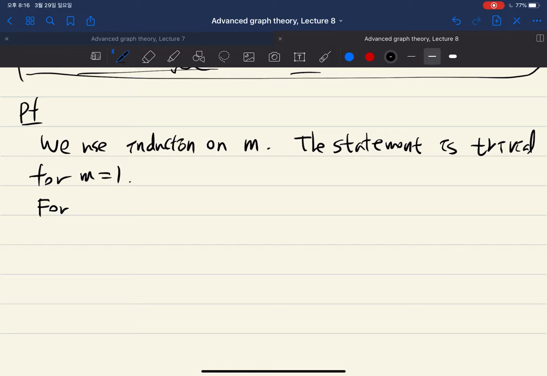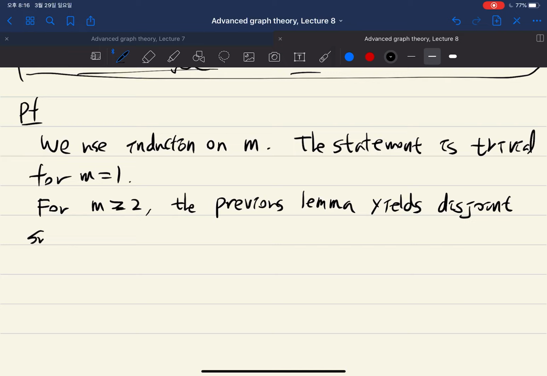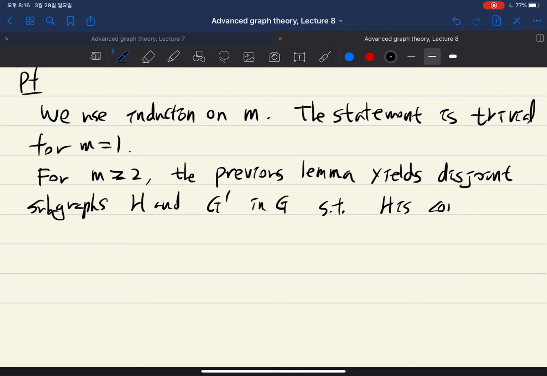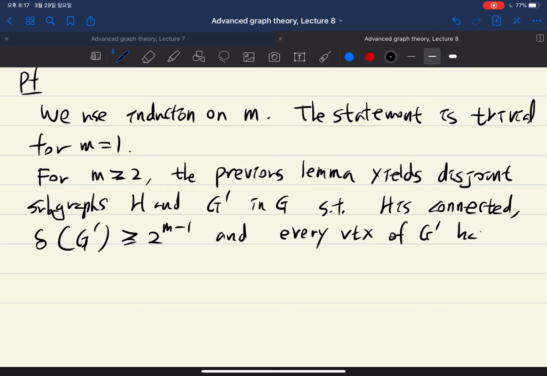the previous lemma gives disjoint subgraphs H and G prime in G such that H is connected and G prime has minimum degree at least 2 to the n minus 1 and every vertex of G prime has a neighbor in H. So we have H and G prime.